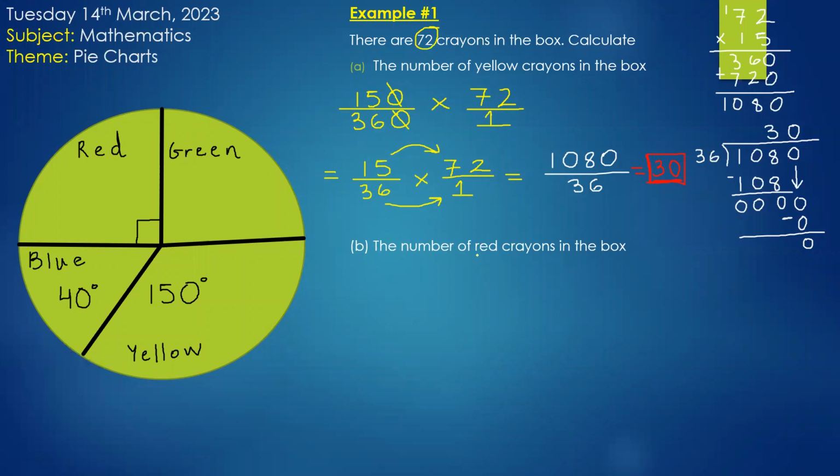We want red. I mean, 90. I'm looking at the wrong thing. Over 72. 90 over 360. Very good. 90 over 360 times 72 over 1. Very good. 90 over 360 times what? 72 over 1.